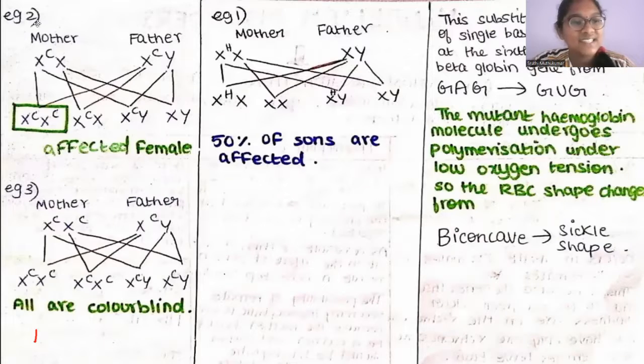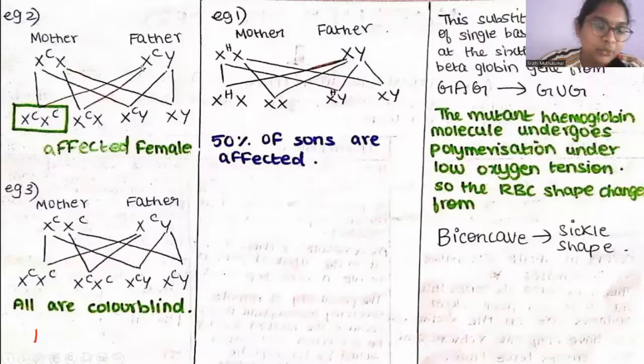And coming to XCX, the mother, she's a carrier, and the father is colorblind here in example 2. There we saw a normal father, right? So here in example 2, we are seeing that the father is colorblind and the mother is a carrier. And you can see here first XC, XC, one XC from the mother and one XC from the father, and you see an affected female, which is very rare. And then here you see a carrier female, and again here you see 50% of the sons are affected and 50% are normal. And in example 3, you see a colorblind mother and a colorblind father, and you see all the offspring are colorblind in this case.